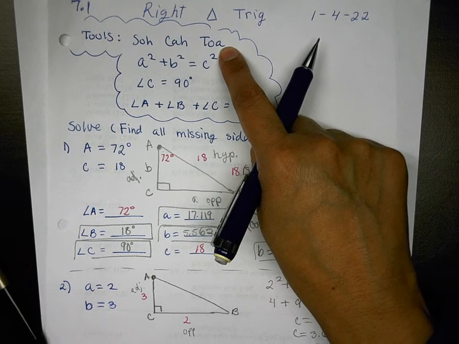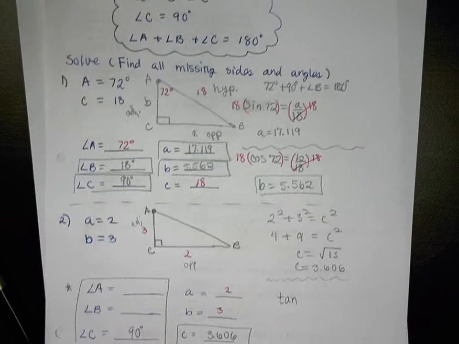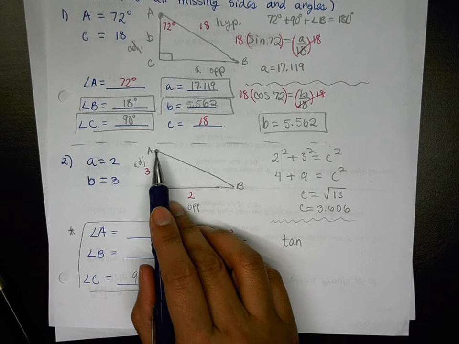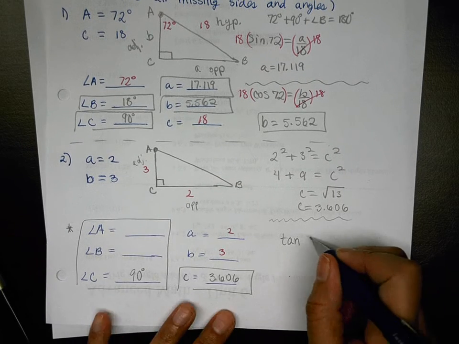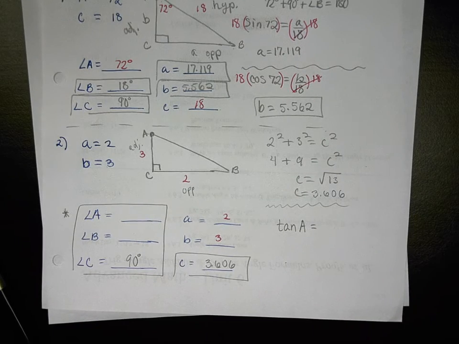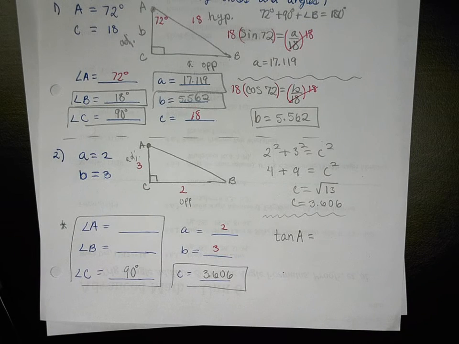TOA, tangent. So tangent of an angle, always an angle. So tangent of angle A, tangent of 3, or tangent of 2? Tangent of what? Tangent always of an angle. So tangent of angle A. I don't know what it is, but tangent of A equals what fraction? 2 over 3 or 3 over 2? It's opposite over adjacent. So tangent of A equals what over what? 2 over 3.